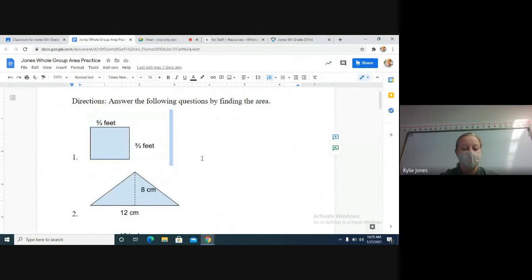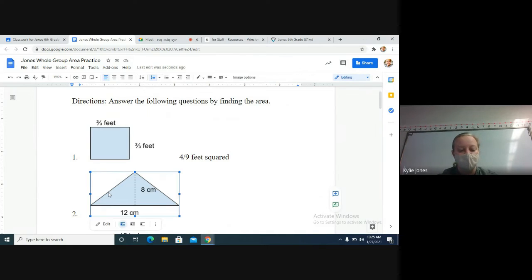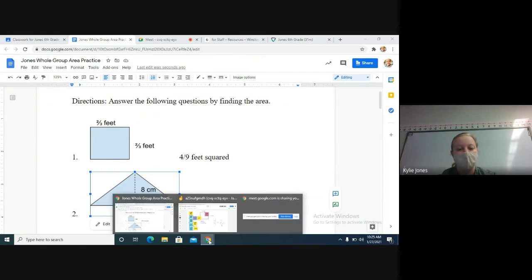So you need to go back over to your Google Doc and at least write 4/9 feet squared, so that I know that you have been working on this with us. Again, this won't be helpful to you if you're not trying it, so you want to make sure you are trying them. Okay, so put your answer. While you guys are doing that, I'm going to see if this one will copy and paste over on the Jamboard.